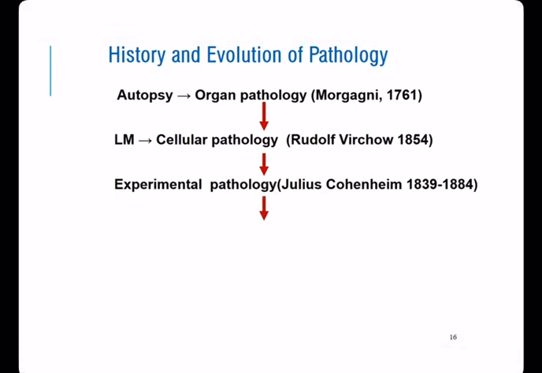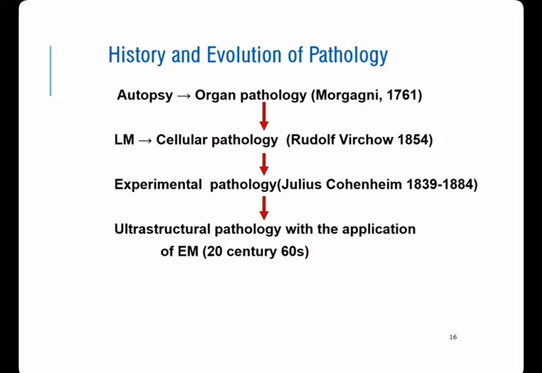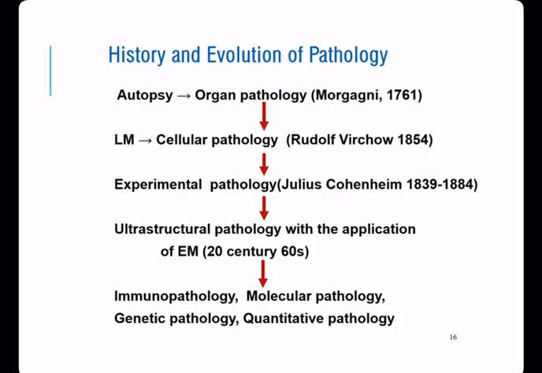In the 1960s, the electron microscope was invented. Then, many subspecialties were founded: ultrastructural pathology, immunopathology, molecular pathology, genetic pathology, and quantitative pathology. From the history of pathology, we found a rule that the development of pathology is closely related to the development of microscopy, right?